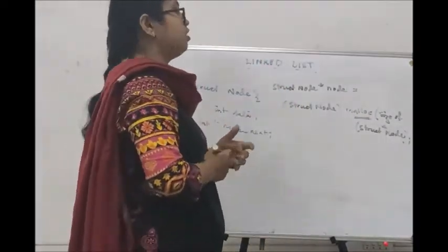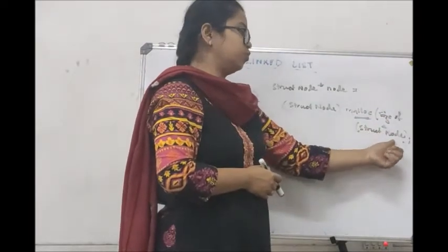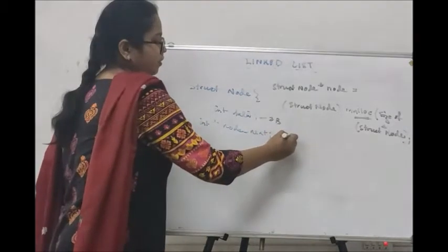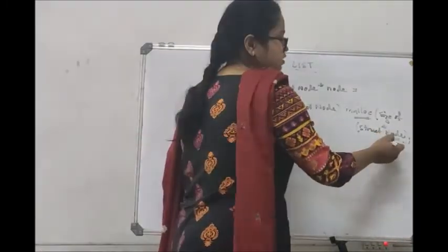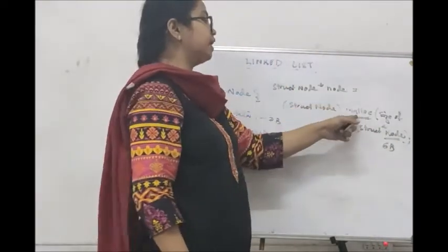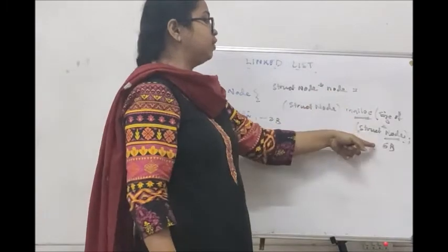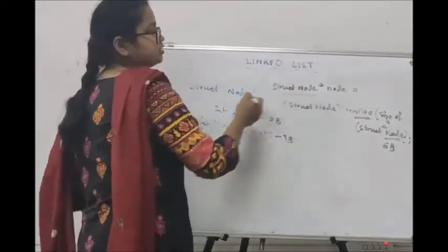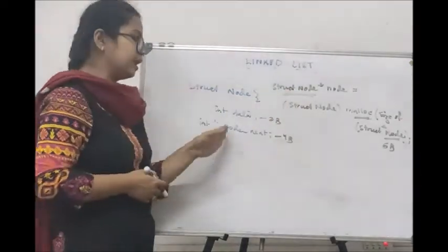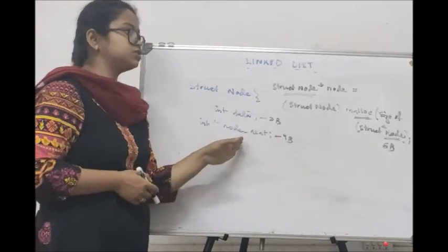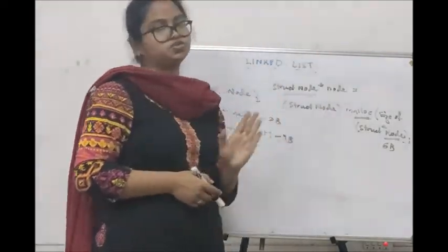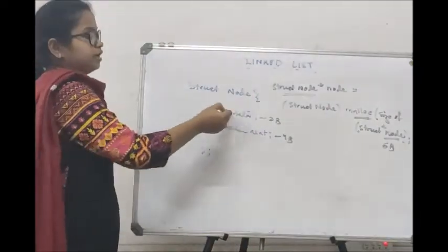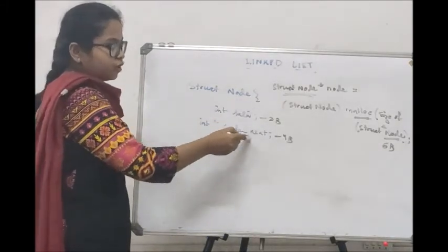In the malloc function we give the size of node, and the node definition decides the size. Suppose this is 2 bytes and this is 4 bytes, so the size of node is 6 bytes. So 6 bytes will be allocated to our node, which is of type struct node. This way we first define the structure, then we allocate space to it. After that we can initialize the member variables, that is, what to give to data and what to give to node next.